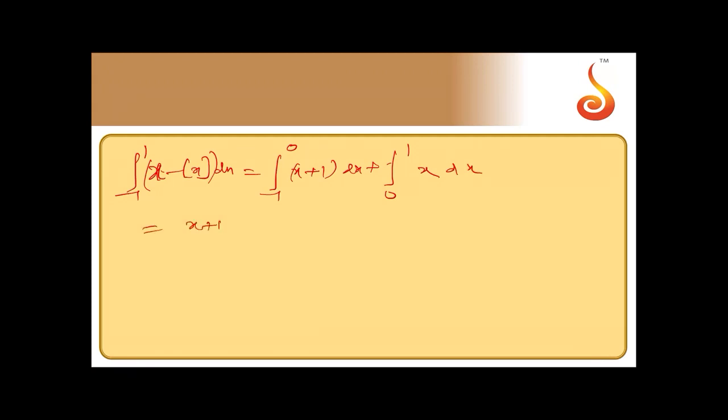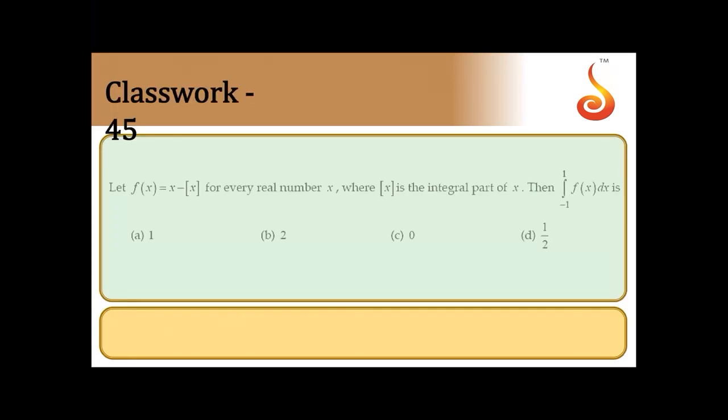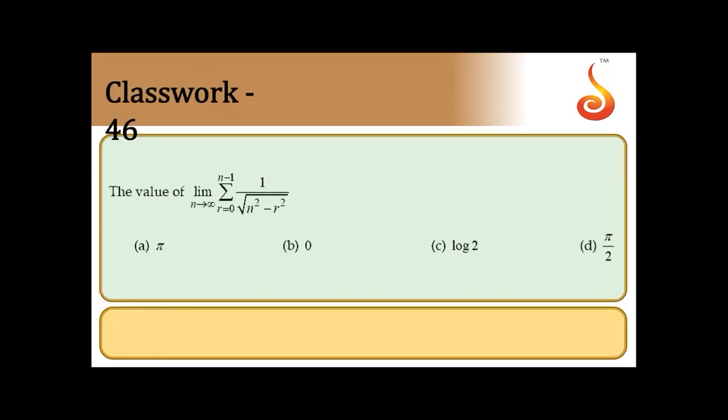So we get x dx. That is (x plus 1) whole square by 2 with limits from minus 1 to 0, plus x square by 2 with limits from 0 to 1. Substituting, you get 1 by 2 minus 0 plus 1 by 2. 1 by 2 plus 1 by 2, the answer is equal to 1. So the answer is equal to 1.